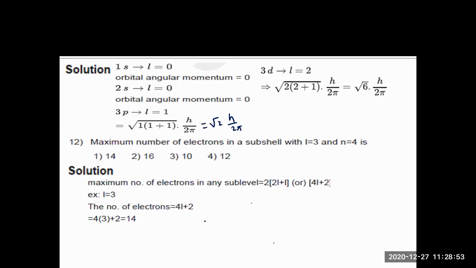You can also say number of orbitals in a given subshell is 2L plus 1. Each orbital can accommodate 2 electrons. So number of electrons in a given subshell is 2 into (2L plus 1), which becomes 4L plus 2. No problem. L is equal to 3 means it is F subshell. Directly you can say F has 14 maximum electrons.